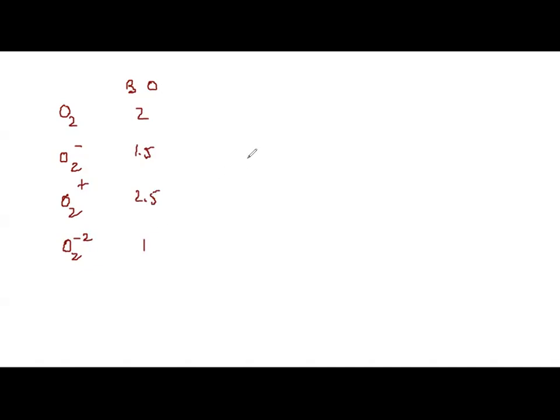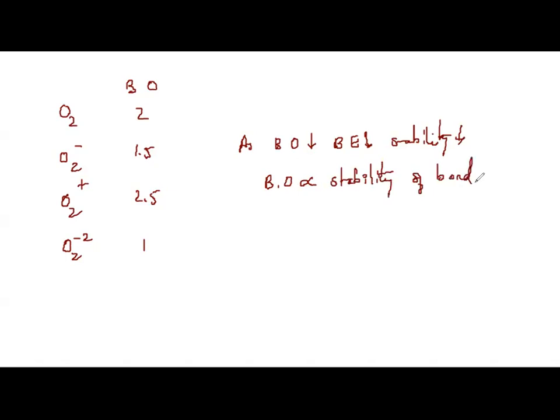So we know that as bond order decreases, bond energy also decreases. Therefore, I can say bond order is directly proportional to what? As bond energy decreases, stability of the molecule also decreases. Correct? Therefore, I can say bond order is directly related to stability. So I can say as bond order increases, stability of the bond increases.